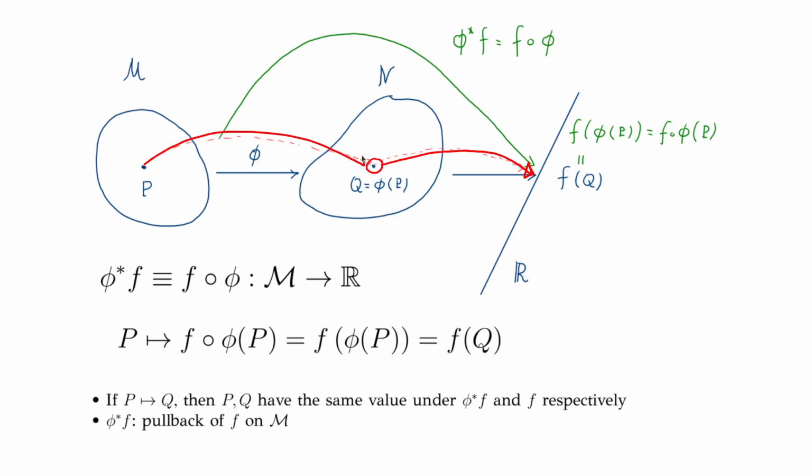and the map phi maps the point P to the point q, we can consider composition of the two functions and go from P to the same real number f of q. That defines a differentiable function on the manifold M. We call this function phi star of f, the pullback of f on M.